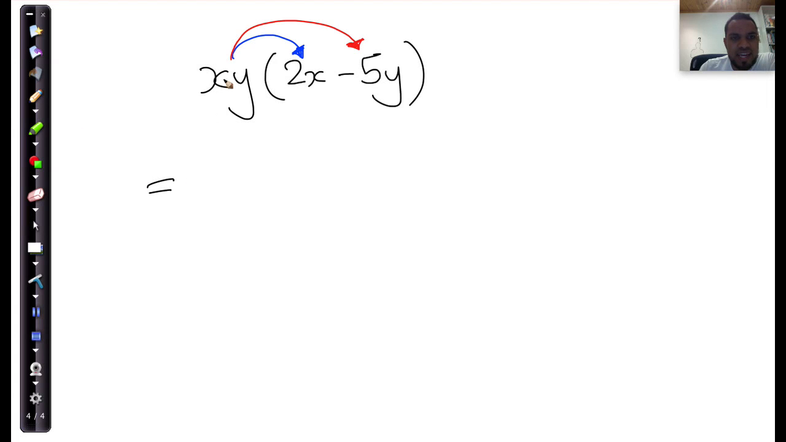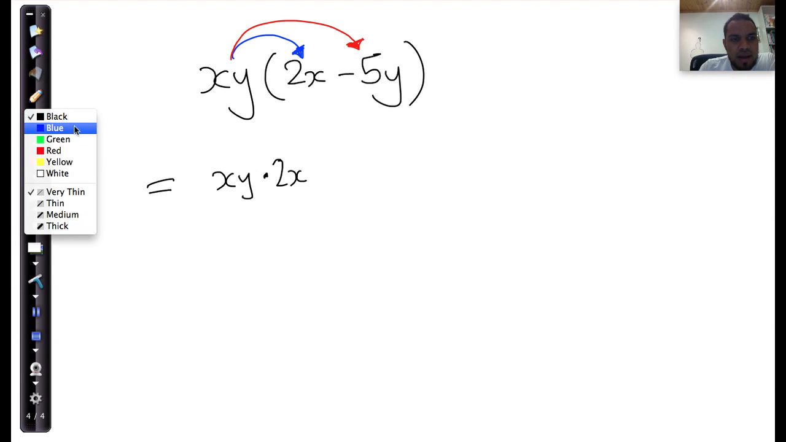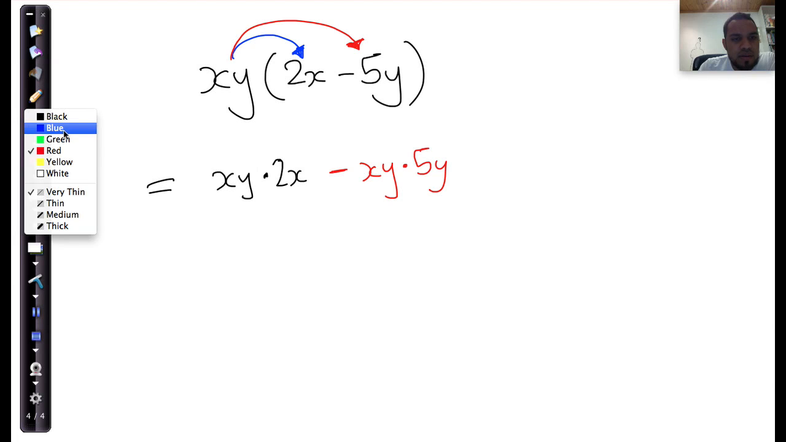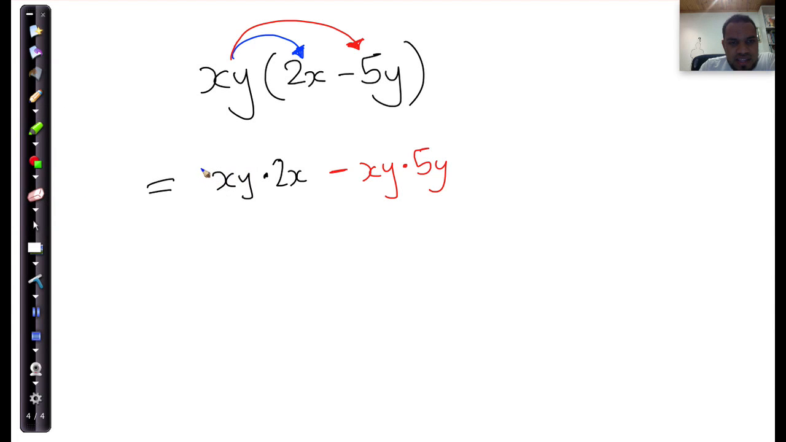And I say the following. I say xy multiplied by 2x. So it's really xy dot 2x, right? I'm just doing it the long way now for you to see that we can still multiply it out. And then the next part I'm going to do is I say a positive multiplied by a negative gives me a negative. And that's going to be the xy multiplied by 5y. Now remember, when there's just a term like this, there's usually an invisible 1 in front of it, right?